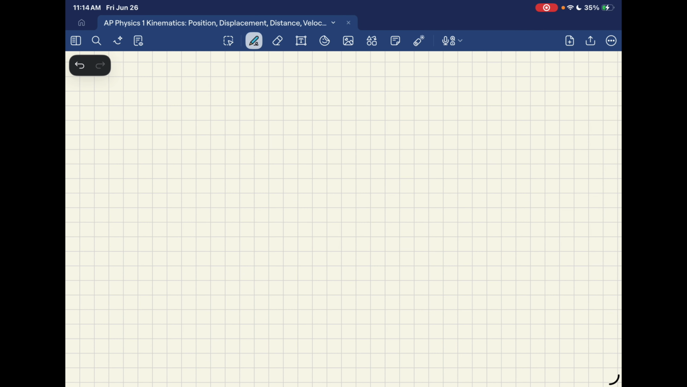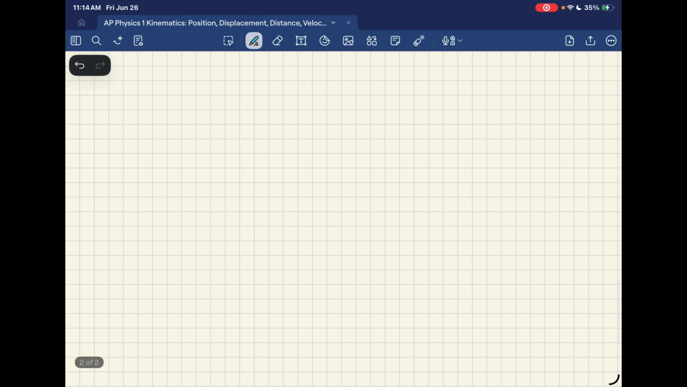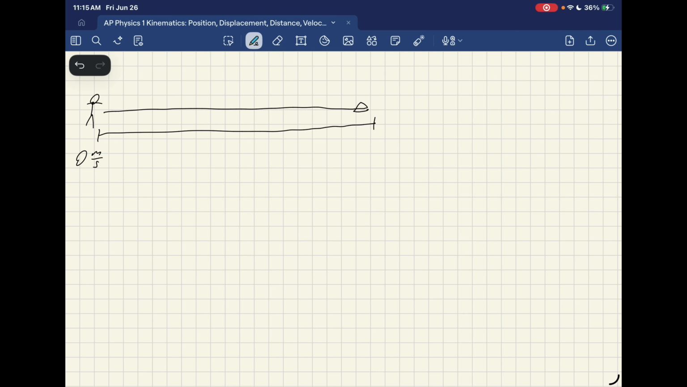The final concept I wanted to go over is acceleration. Acceleration is defined as the rate of change of velocity. So it's best described in an example. Let's say we have a new runner who starts on the left over here from rest. So his initial velocity is 0 meters per second. He runs over here. It doesn't matter too much how far he runs, but when he gets over here, he's traveling at 20 meters per second.